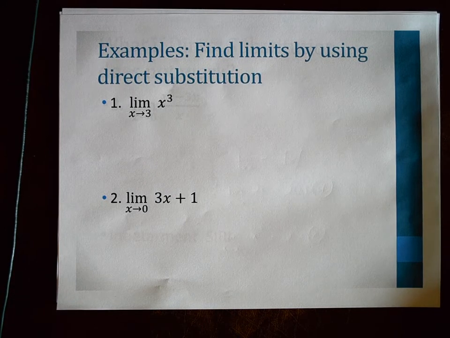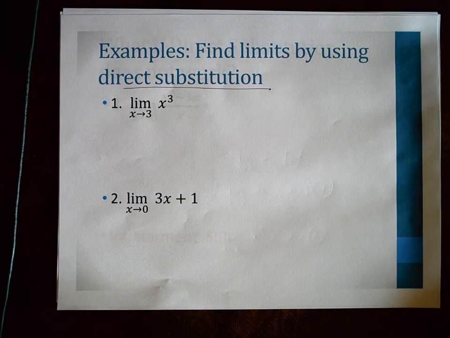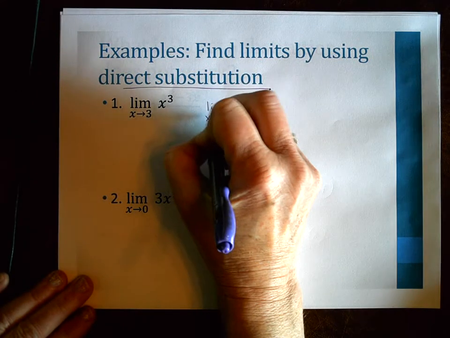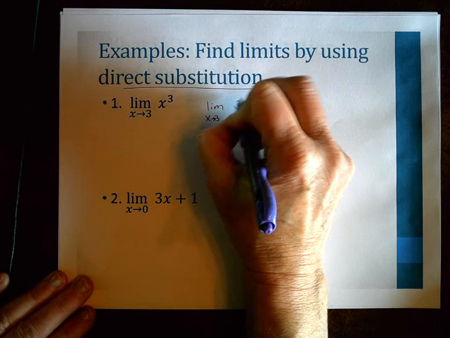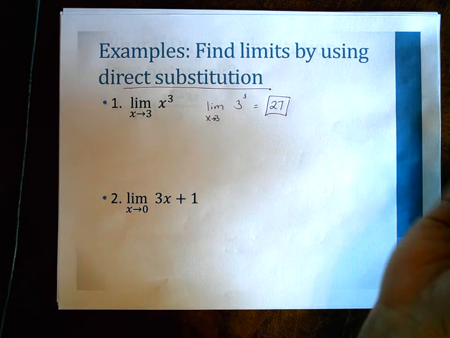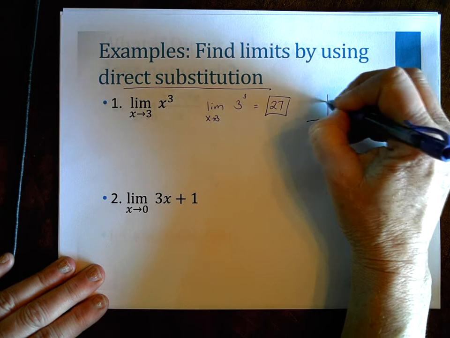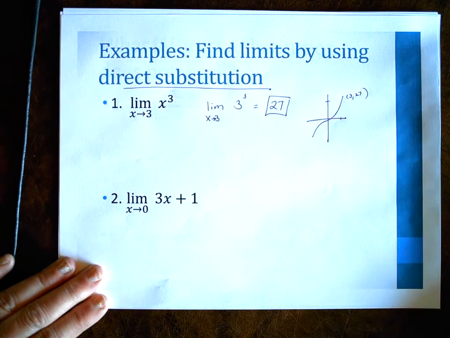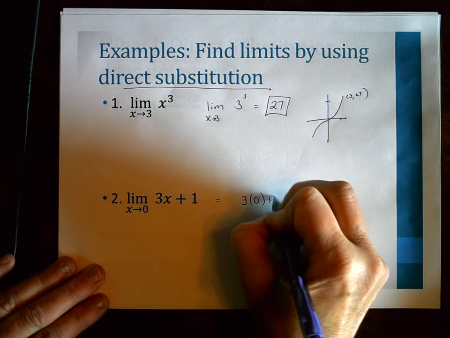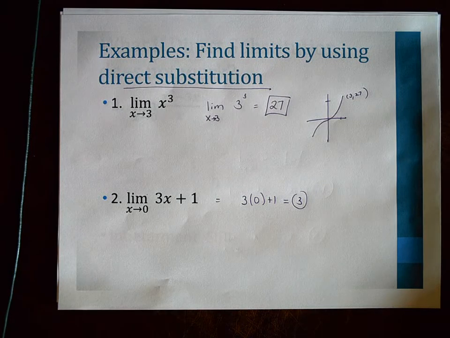So the first one, we are just going to do direct substitution. It's going to tell you, and the homework will tell you too. It'll say do by direct substitution. So we're going to plug 3 in. So the limit as x approaches 3 would be 3 to the third power, which would be 27. So that means as you're getting closer to 3 on the graph, we're at 27. So this would be like a cubic. The point (3, 27) is on the graph. This one, plug in 0. 3 times 0 plus 1 would be 1. That also means that the point (0, 1) is on the graph. Pretty easy.